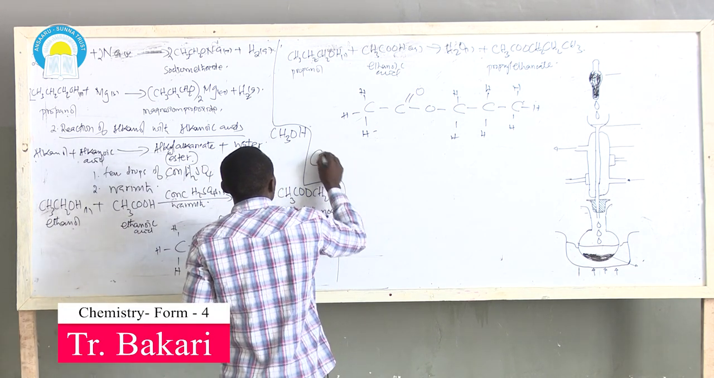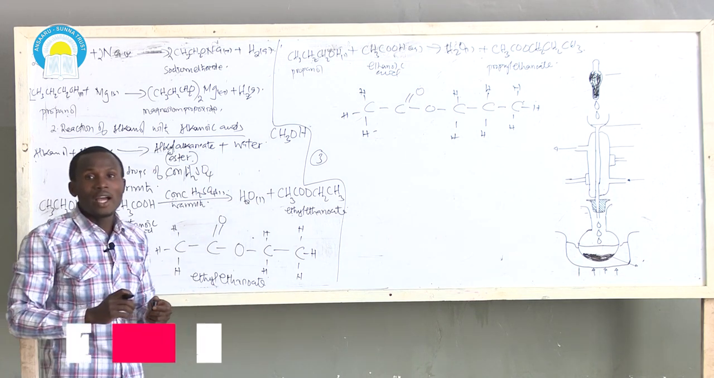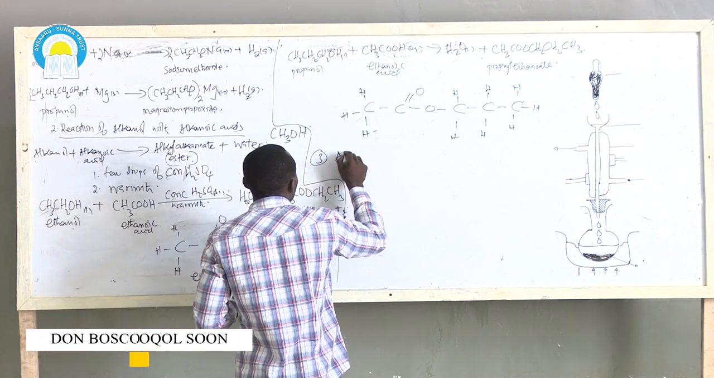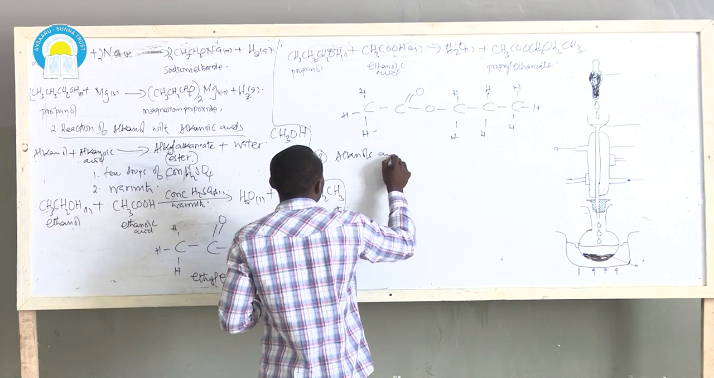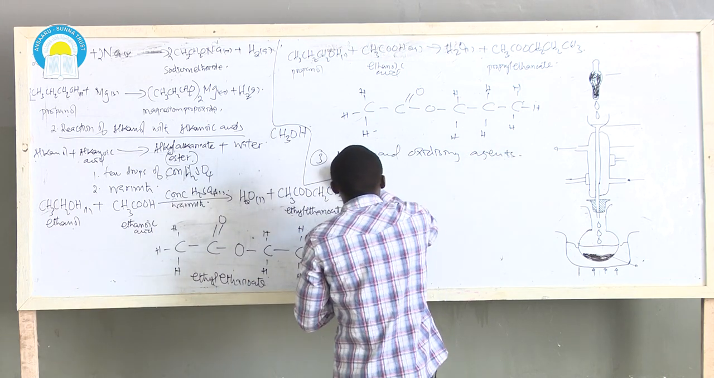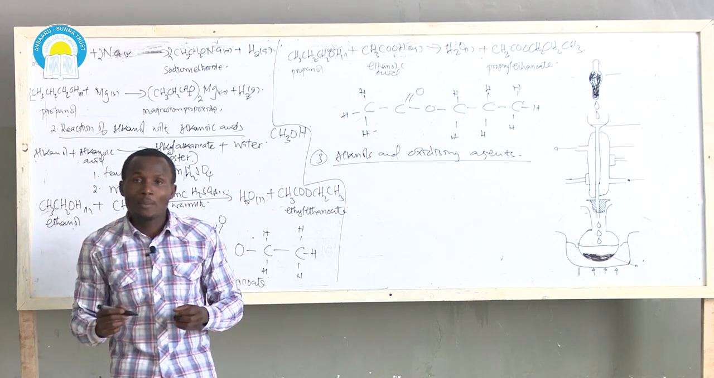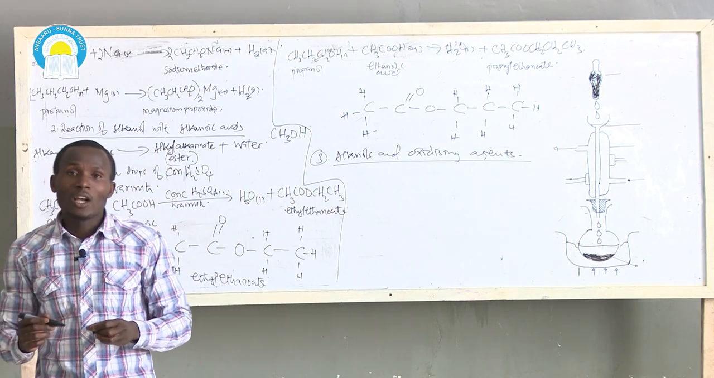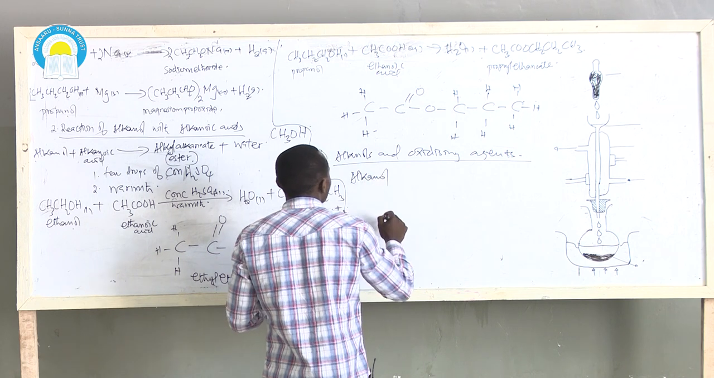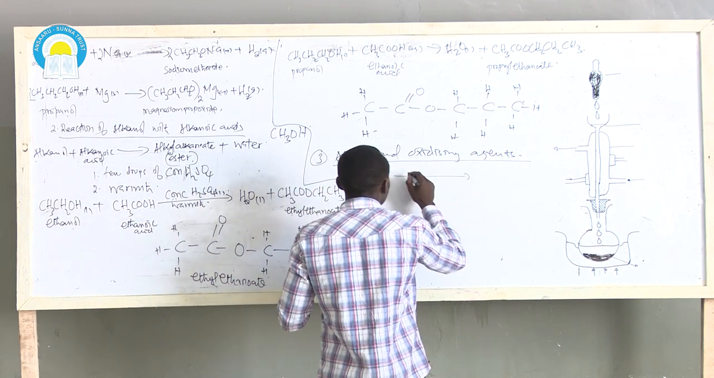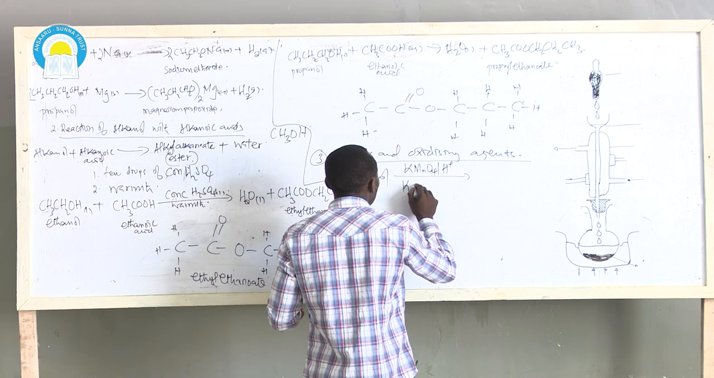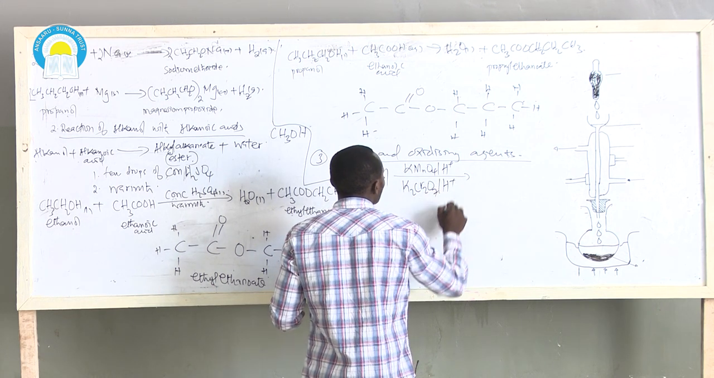And the third chemical property of alkanols: we can now have a reaction between alkanols and oxidizing agents. The oxidizing agent we are having is acidified potassium manganate(VII) or acidified potassium dichromate(VI). So we have here alkanol plus the oxidizing agents, which is KMnO4, it is going to be acidified, or K2Cr2O7, which is also acidified.